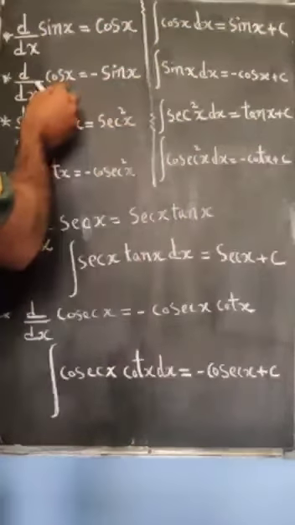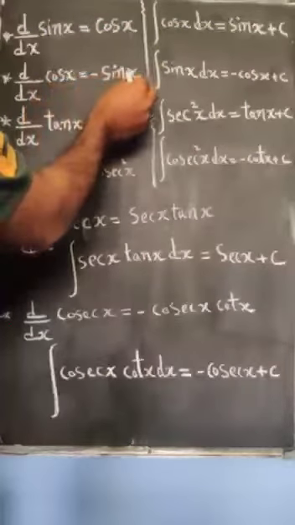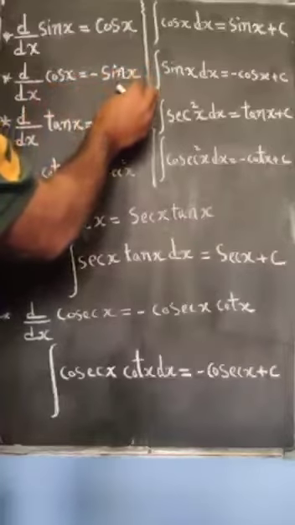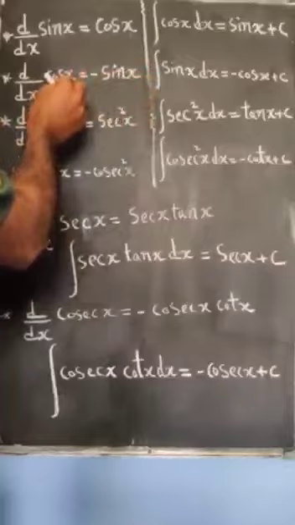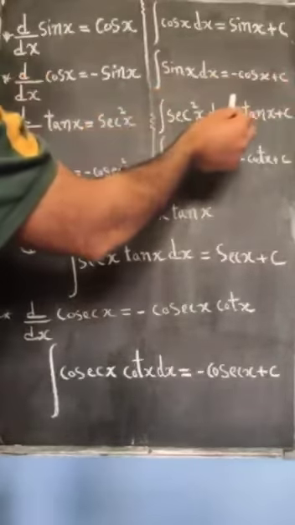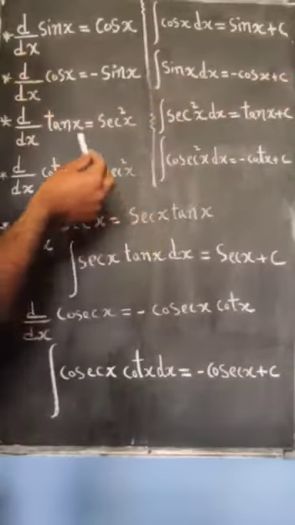Similarly, differentiation of cos x is equal to minus sin x. That means integration of sin x is equal to minus cos x. Integration of sin x is equal to minus cos x plus c.